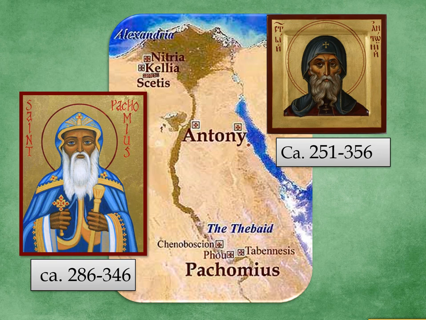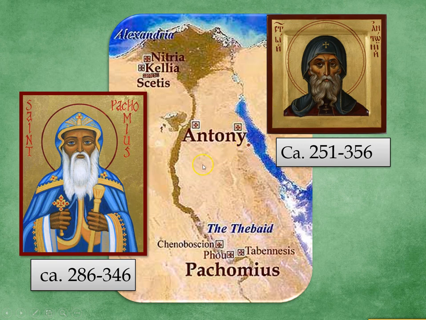So when we think about our eremitic and our cenobitic monks, there are two key figures that really typify these modes of monastic life. So here we have Alexandria. This is modern day Egypt here.